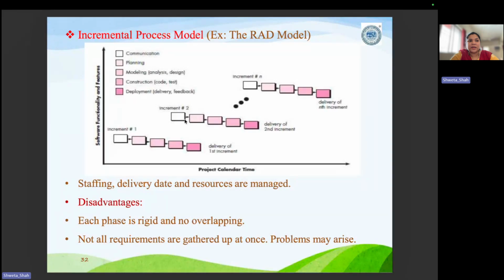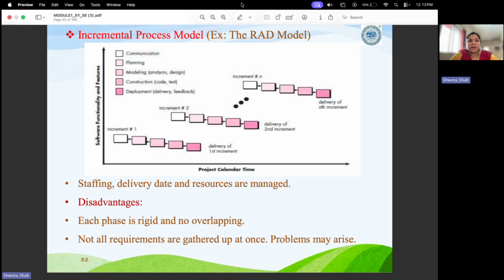In this incremental model, while we are completing a particular phase of the cycle, we can generate the prototype, or we can increment part of a project. Staffing, delivery date, and resources are to be managed. The disadvantage is that the phase is rigid and no overlapping can be done, because only after the linear part of the phase is done can the incremental part be done. Not all requirements are gathered at once, so problems may arise.